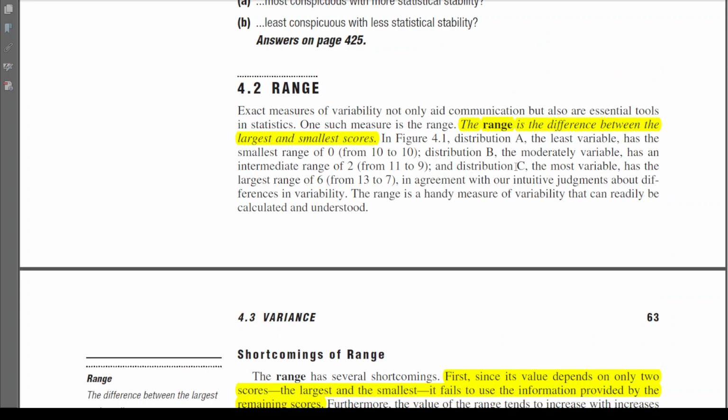We will now move ahead to discuss a few metrics of measuring variability.